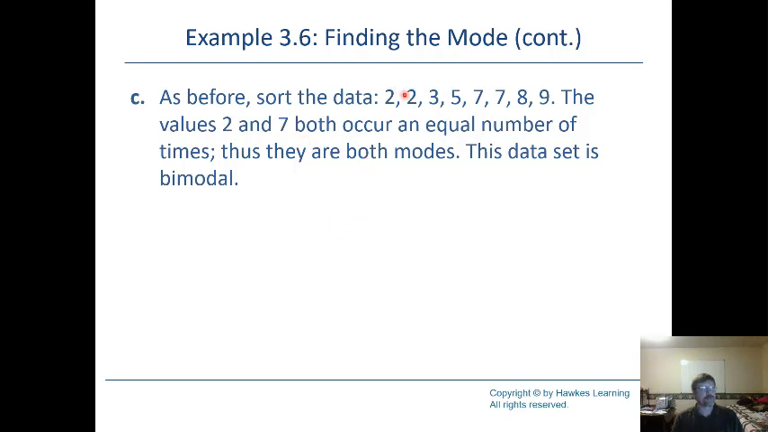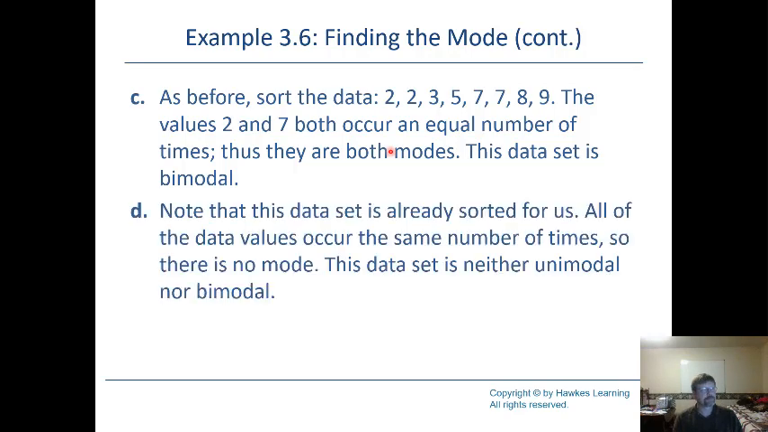So again, we sort this data. We've got 2 2s and 2 7s. They occur an equal number of times. So the modes are 2 and 7, and the set is bimodal. The last set was already sorted. All the values occurred twice, if I remember right, and so again, there's no mode, and it is neither unimodal nor bimodal.